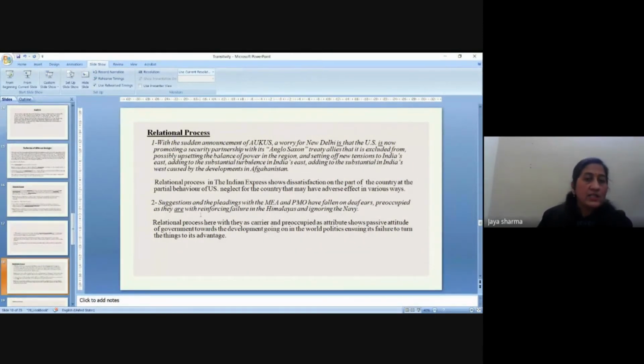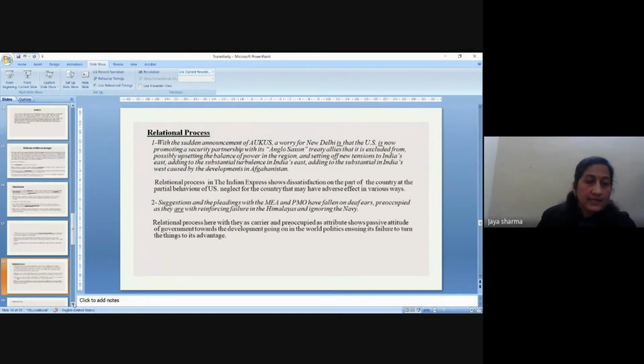And in the same way: "Suggestions and pleadings with the MEA and PMO have fallen on deaf ears, preoccupied as they are with reinforcing failure in the Himalayas and ignoring the Navy." So the relational process here, with "they" as carrier and "preoccupied" as attribute, shows the passive attitude of the government towards the developments going on in world politics, ensuing its failure to turn things to its advantage.